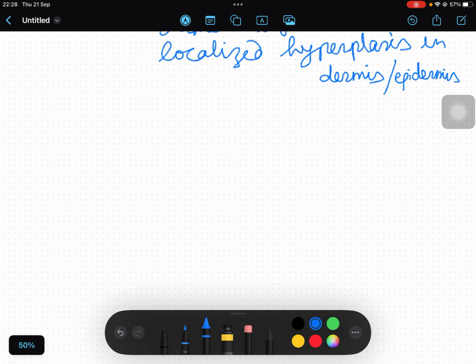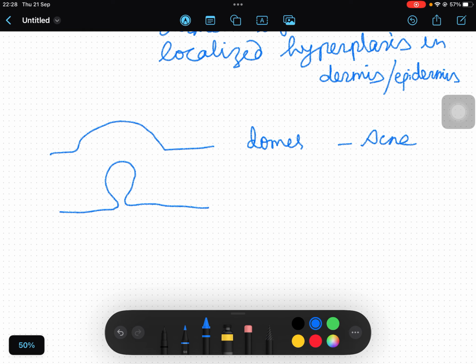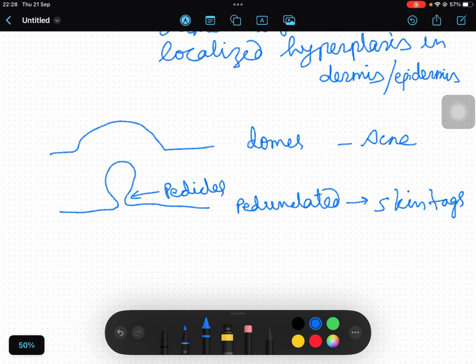So when we talk about papules, their surface contours matter. For example, some papules may be dome shaped. Usually in case of acne, we can see dome shaped papules, whereas some papules may be pedunculated. Okay, so they have a pedicle. Pedunculated papules are seen in case of skin tags or acrocordons.